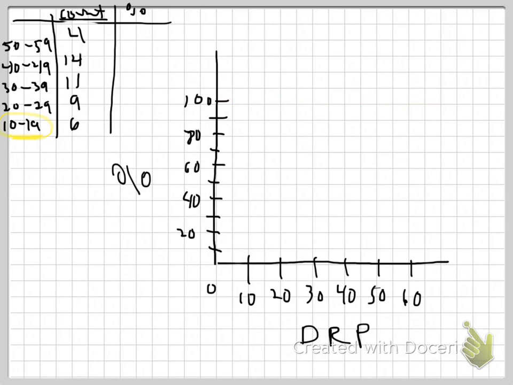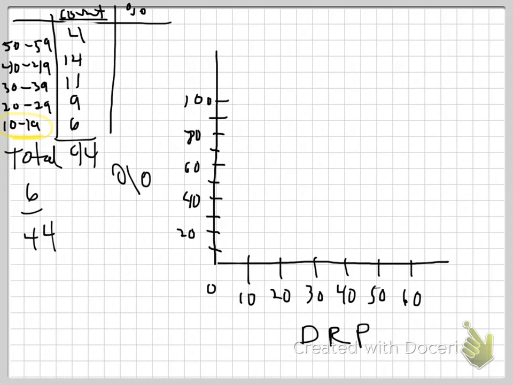Okay, so I'm going to put that back here. And so first of all, I have 6 here. Well, I'm not counting 6 people. I'm counting what percent that is. So what is 6 out of 44? Here's the total right here. 44 is the total.